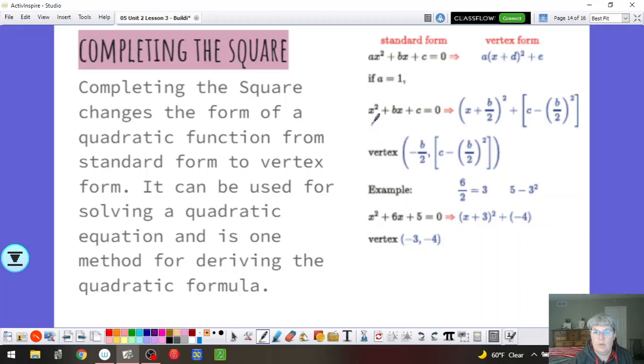Here's an example of when a is 1. So this is what we were doing today. We did half of the b and we squared it, but we'll have this additional piece in our next lesson. And then we can identify our vertex, and then we could graph it, because we would also know any stretch or shrink.